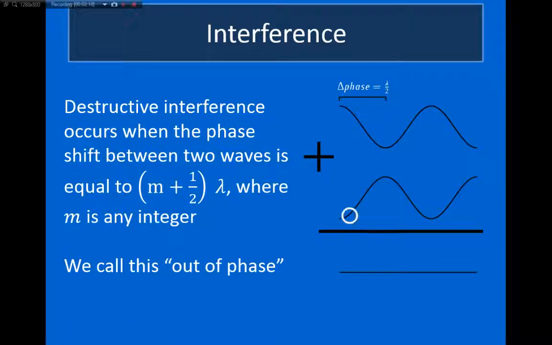Now, thinking about destructive interference, if we look over here at this figure on the right, we can see that two waves will interfere destructively when the phase shift is half of a wavelength. In this case now, the maxima of one wave is at the minima of the other wave, and vice versa. So when we add these two waves together, the waves cancel out and we get no disturbance. This is called out of phase.